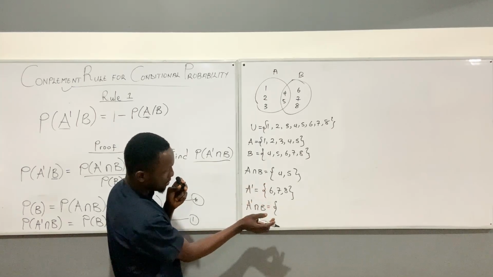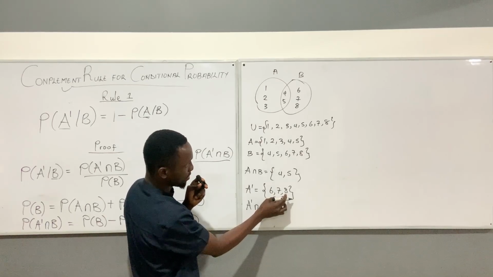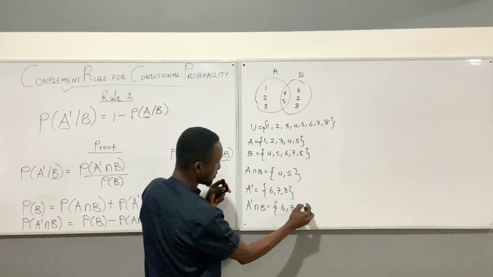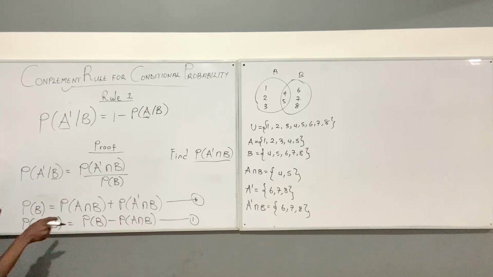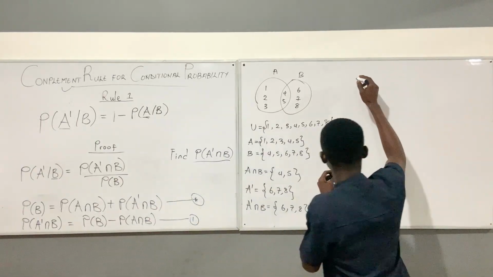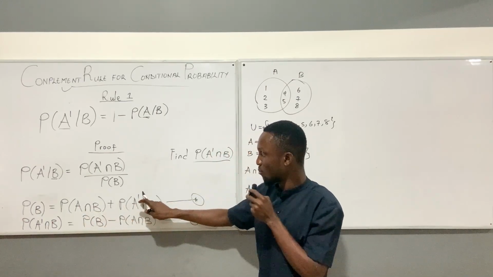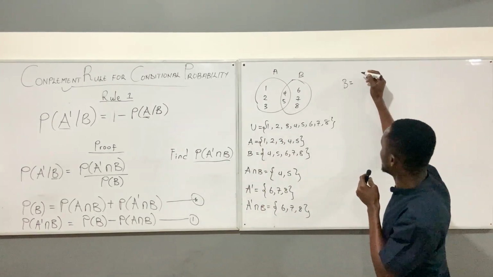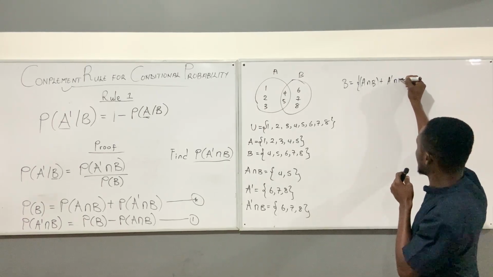Now watch. What is A complement? This is it. And where is B? This is it. So A complement intersection B, what are we getting? We are getting 6, 7, and 8. Let us find out if the formula in equation 1 is true. If that is the case, then let's look for the event B. The formula said that when we take A intersection B plus A complement intersection B, it should give us the event B. So B is going to give us A intersection B plus A complement intersection B.